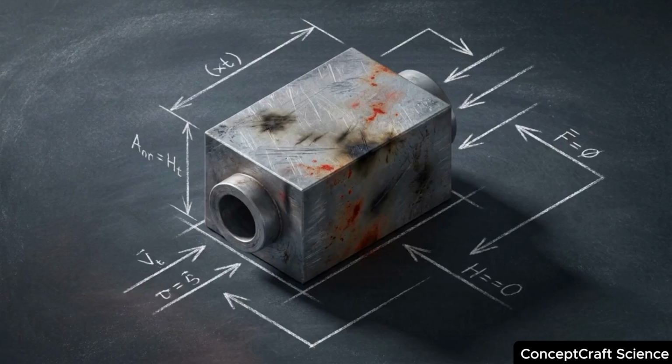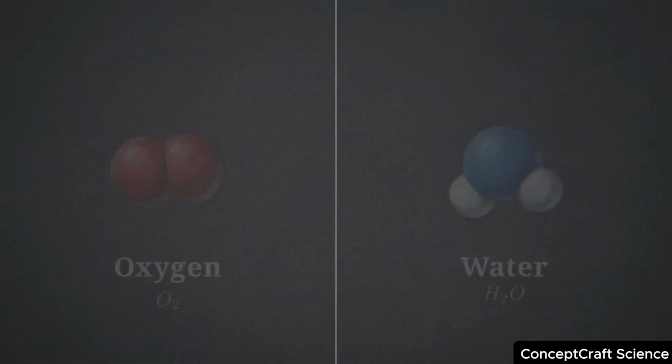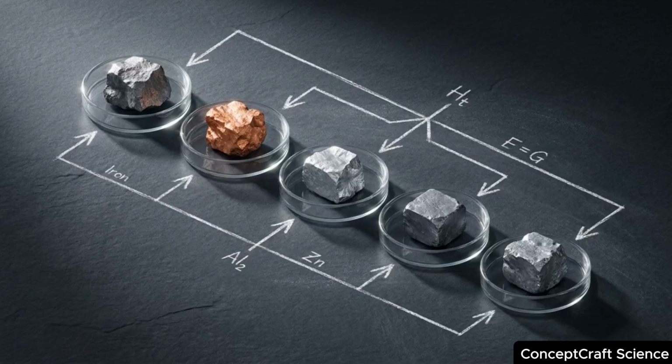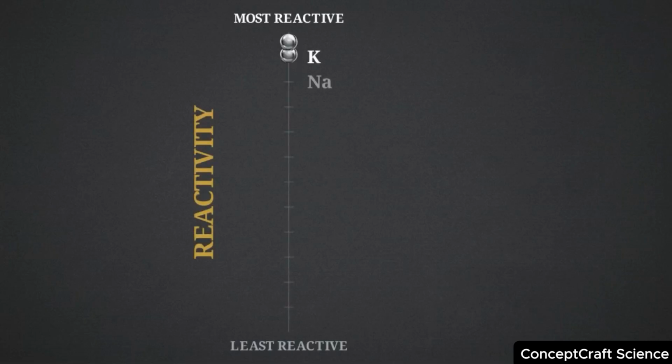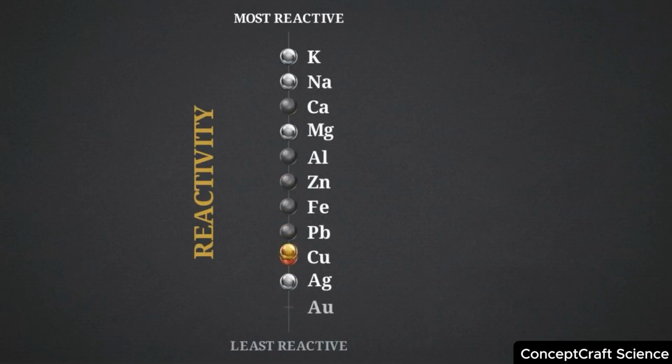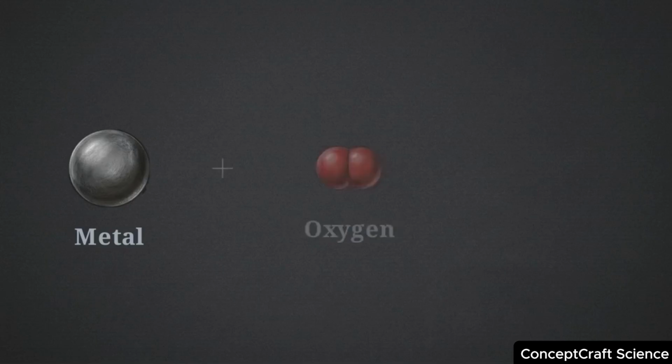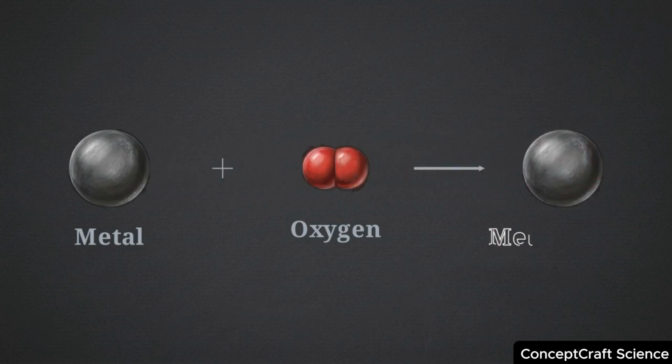We can do that by running a series of escalating stress tests, using the Earth's 2 most abundant resources, oxygen and water. By subjecting these elements to identical, controlled trials, we force them to reveal their position in a natural hierarchy of reactivity. Phase 1 is the air test. When metals are exposed to oxygen, they undergo a fundamental change. As shown in this equation, the metal and oxygen combine to form a new compound, a metal oxide.